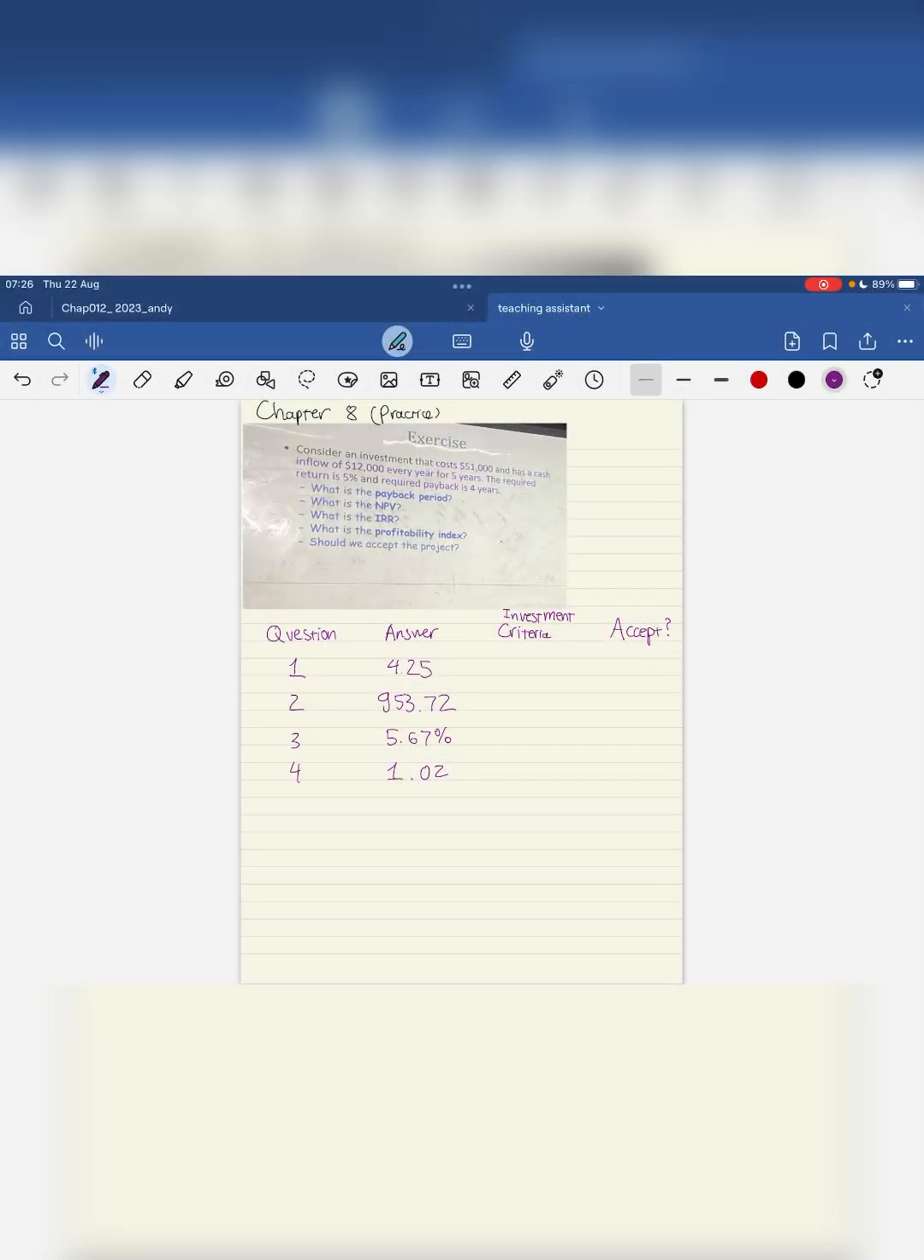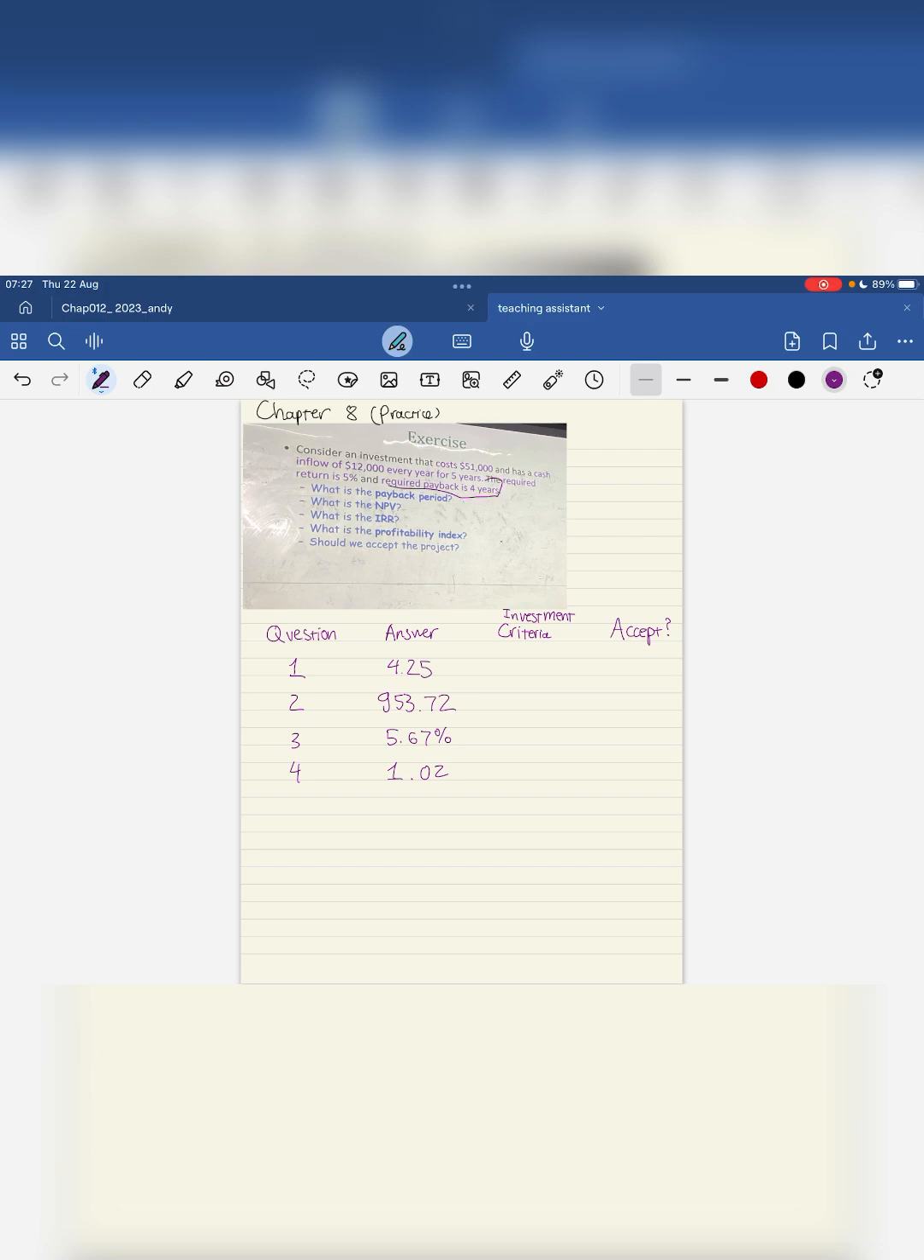And last question, should we accept the project? For this question, we have to answer, should we accept the project for every scenario, for every investing strategy that we apply? So question 1 was about the payback period. And for payback period, we only accept the project if the payback period will be smaller than our required payback period. As we can see in the question, they say that the required payback is 4 years.